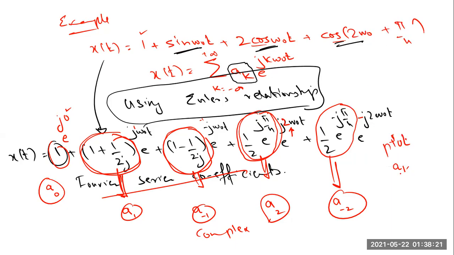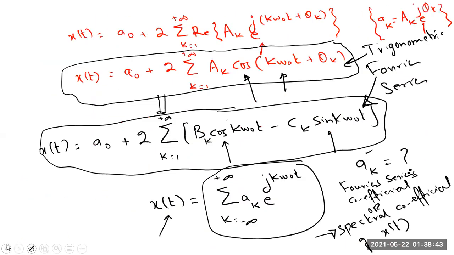Now, if AK is a real number, then you need only one graph. But if Fourier series coefficients are complex, as in this case, then you need two plots, one for the magnitude and the other for the phase. So if you plot the magnitude and phase for this example, you may get a graph like this.